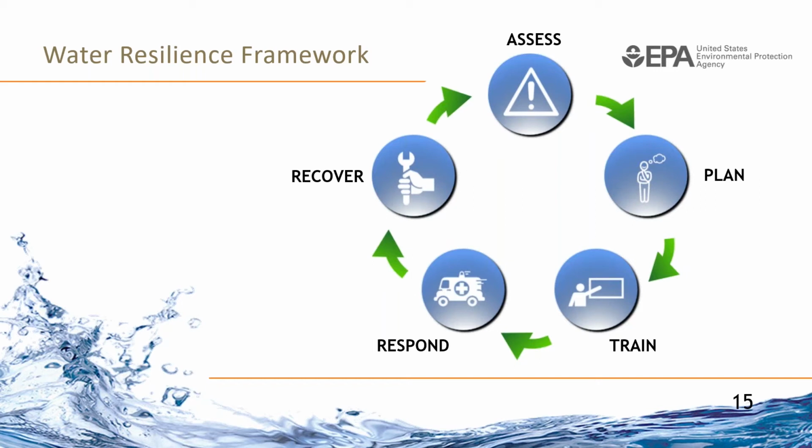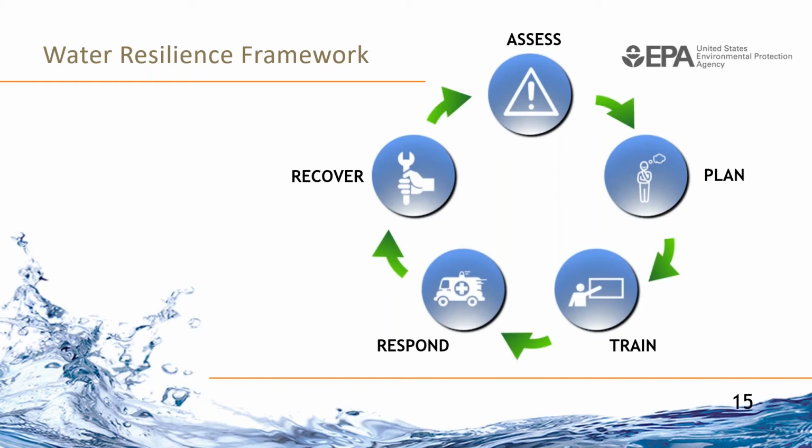And these other steps, train, respond, and recover, are not required by AWIA, but they're important steps to make sure that you are prepared to respond in the face of an emergency. So training can involve training your staff on emergency response protocols, conducting exercises to practice coordination at the local, state, and national levels. Examples of this are participating in tabletop or full-scale exercises, which you can get guidance on leading on our website.